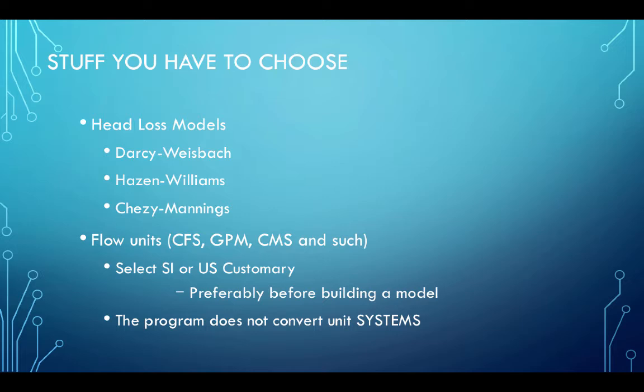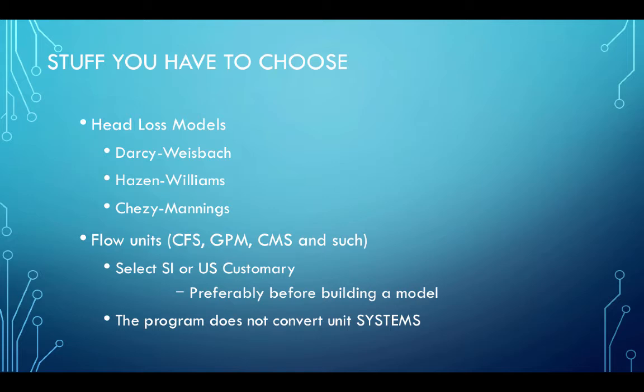Things you have to choose. You have to decide what head loss model you want it to use: Darcy Weisbach, Hazen Williams, or Chezy Manning. You have to choose flow units: cubic feet per second, gallons per minute, cubic meters per second, and so forth. By selecting flow units, you're implicitly selecting SI or US customary unit system. The program does not convert unit systems.